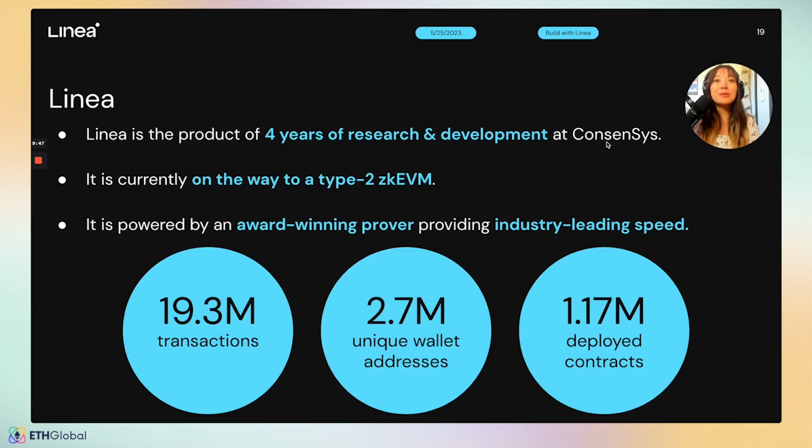But let's dive in a little bit more specifically. Linea is a product of 4 years in research and development at Consensus. We are on the way to a type 2 ZK EVM, powered by an award-winning prover, providing industry-leading speed. I pulled these stats maybe two months after we went public testnet. But we are at almost 20 million transactions now. Today is May 26th, and by the time you're watching this video, check out our Explorer. It's probably much higher than this, but a huge amount of volume, huge amount of attention.